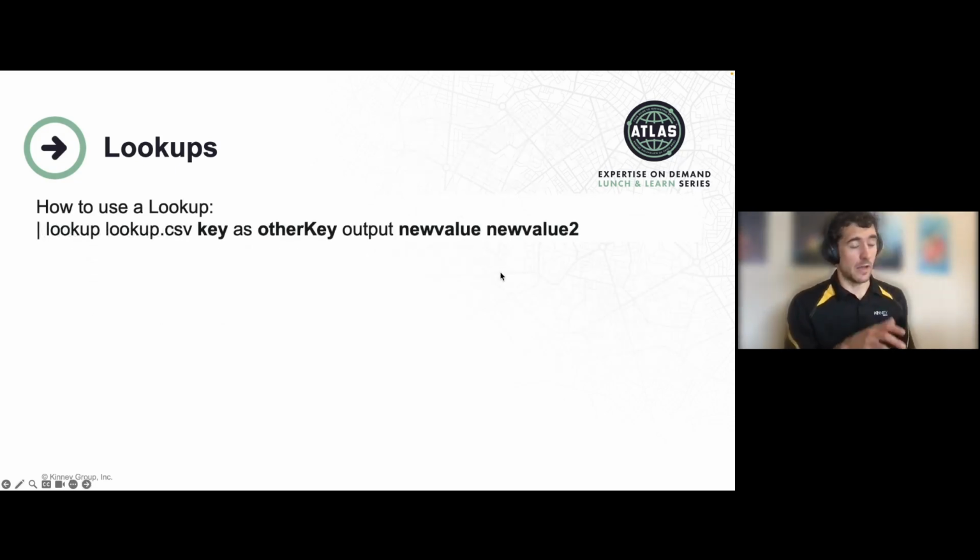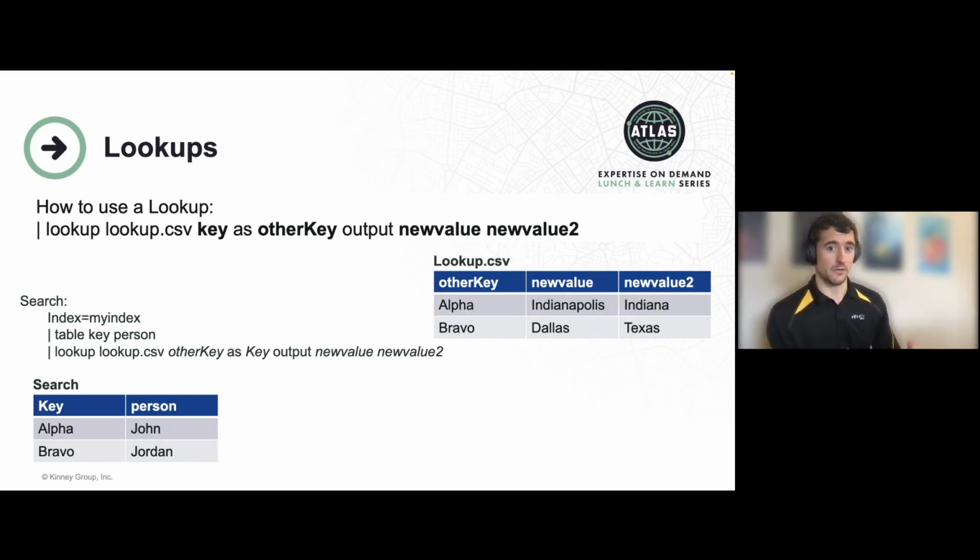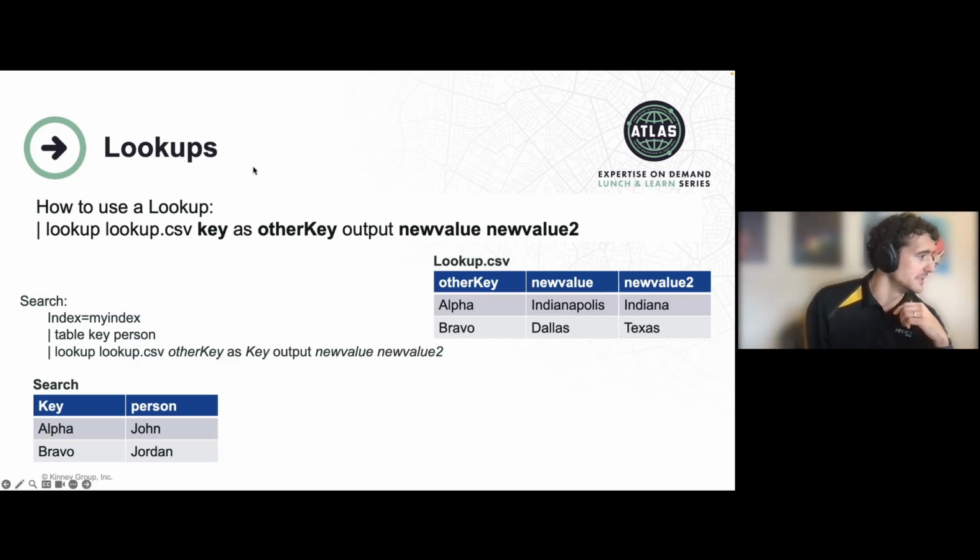And I'm going to explain how to use a lookup because that will show how it's helpful for your day-to-day searching. So let's just say we have this data here that has fields key and person, Alpha and John. And then we have this other lookup file. This file is on your search head here, and it has Alpha, Indianapolis, and Indiana as new value too. As you see here with this command, I get my data from my index, which is right here. And then I'm looking up and joining these keys together. You can see Alpha here and Alpha here. And I'm outputting new value too.